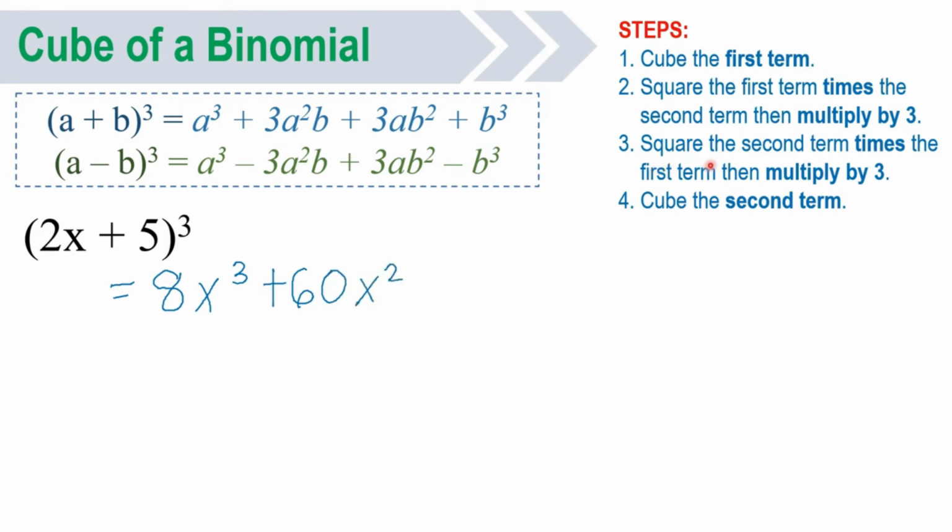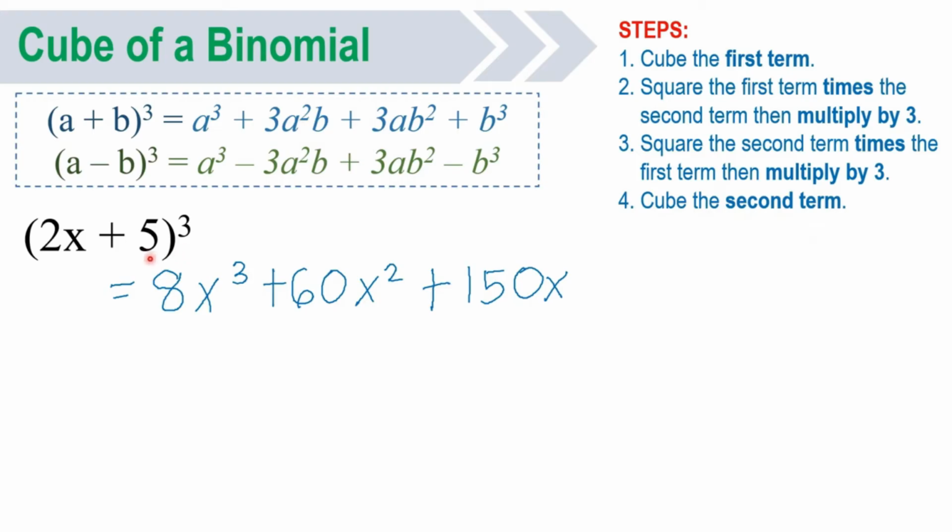Okay, third step, square the second term. The second term is 5, so 5 times 5, that will be 25. Times the first term, 2x. 25 times 2x, you will have 50x. 25 times 2 is 50. After that, multiply by 3. 50 times 3, you will have positive 150x.